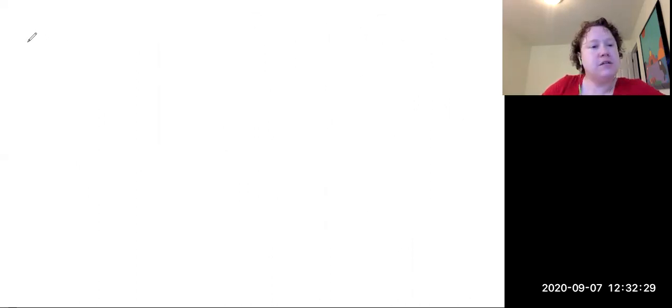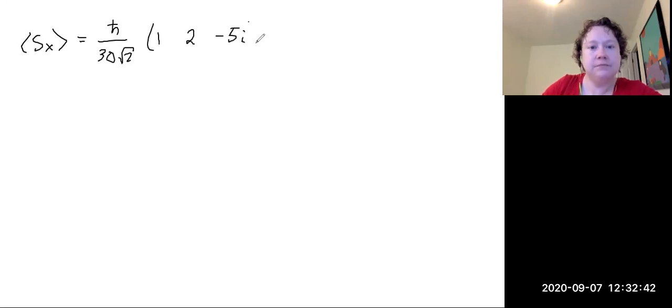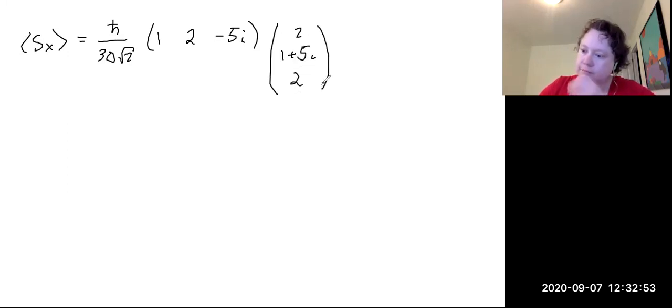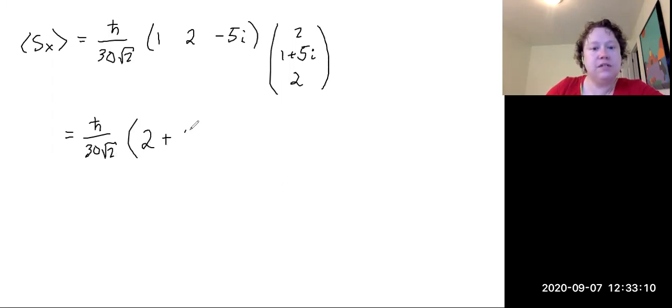So this is still the expectation of Sx, which is equal to h bar over 30 square root of 2, 1, 2, minus 5i. And I'm going to multiply this by 2, 1 plus 5i, 2. And I'm going to multiply these two vectors together. So this is going to give me h bar over 30 square root of 2 times 1 times 2 is 2, plus 2 times 1 plus 5i, minus 5i times 2.